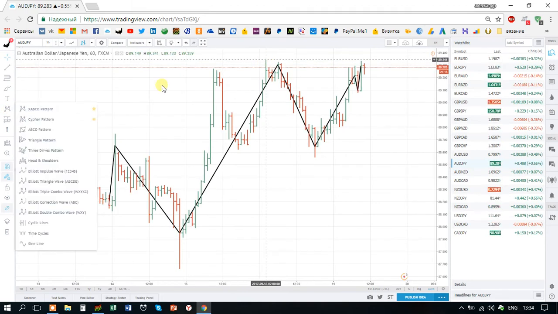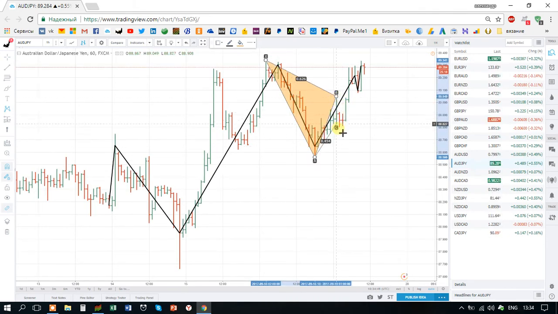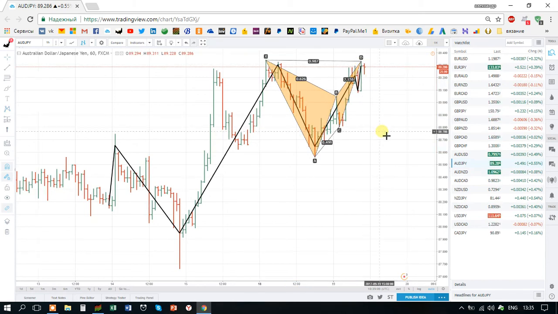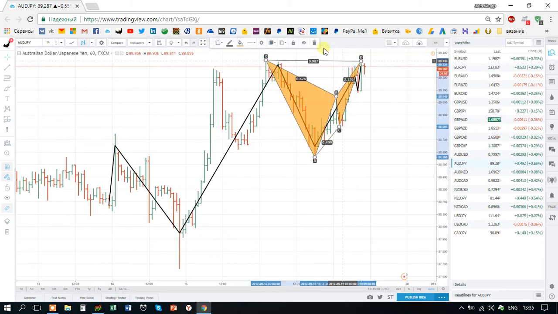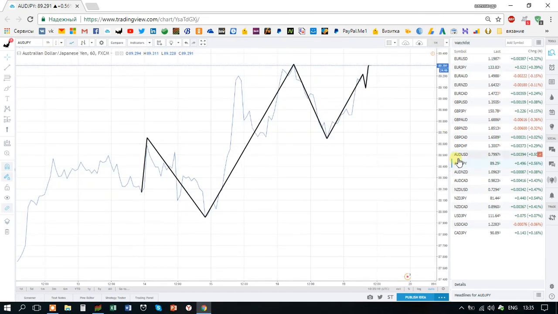Aussie yen 1 hour, I already have a trade on that pair, but I can place some smaller trading opportunity, and it is called a bat formation. Right now we don't have anything. We do have a Gartley, not a Gartley pattern. It is nothing here. Not a bad pattern, nothing.